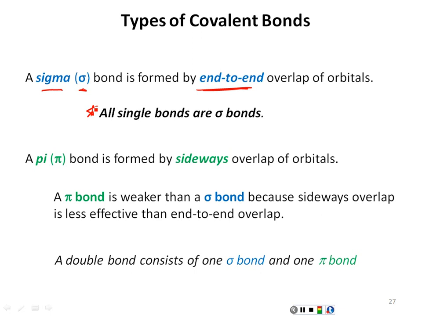The second type of bond is a pi bond, given by the Greek letter pi. This bond is formed by sideways overlap of orbitals. A pi bond is always weaker than a sigma bond because the sideways overlap is less effective than end-to-end overlap. But in a double bond, you first have to have one sigma bond before you can get the second, the pi bond, in the double bond.